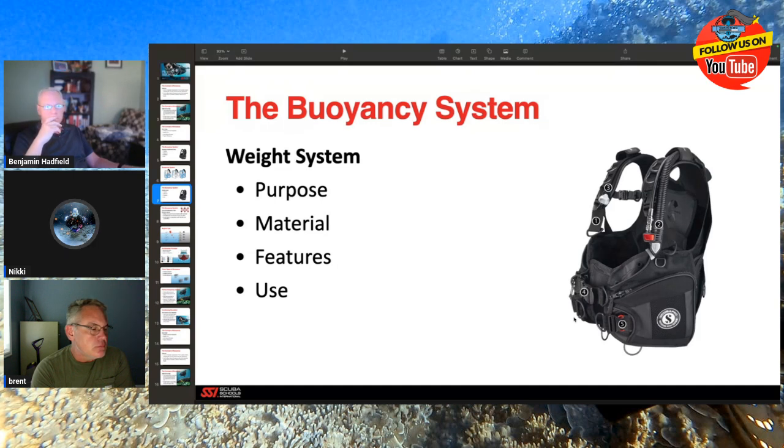So as we dive, we want to do a weight check. And if you were to take the perfect buoyancy class, which I would highly suggest, one of the things we're going to do is start with an empty tank, or a fairly empty tank, so that we can properly weight you towards the end of the dive so that we're compensating for that empty tank.